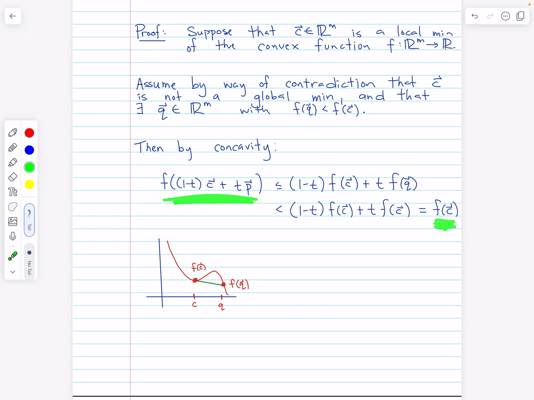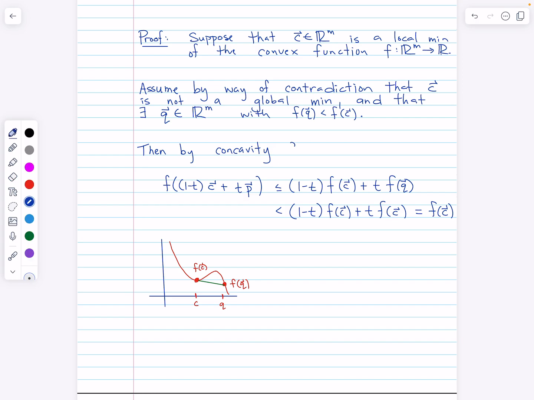Okay, and I guess I should say here, for t bigger than 0. So for t bigger than 0, all the points along the line will be less than the function value at C. So what that means is we're going to try to find a contradiction, and the contradiction will lie in the fact that if C is a local minimum, then there should be some little neighborhood around C such that on this little neighborhood, the function never takes a lower value than it does at C. Meaning the graph of my function should never dip below f of C here. Okay?